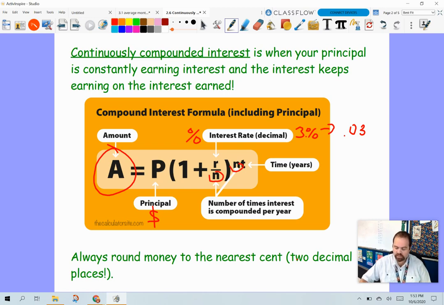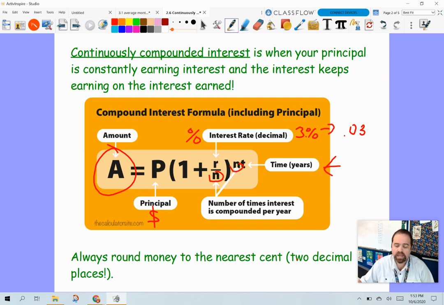And then the last piece that we need is time. How much time in years are we going to leave this investment or this savings account or whatever just sitting alone and not messing with it? Okay, so it sounds like there's a lot going on here, but again, this is just plug numbers in and do the arithmetic.